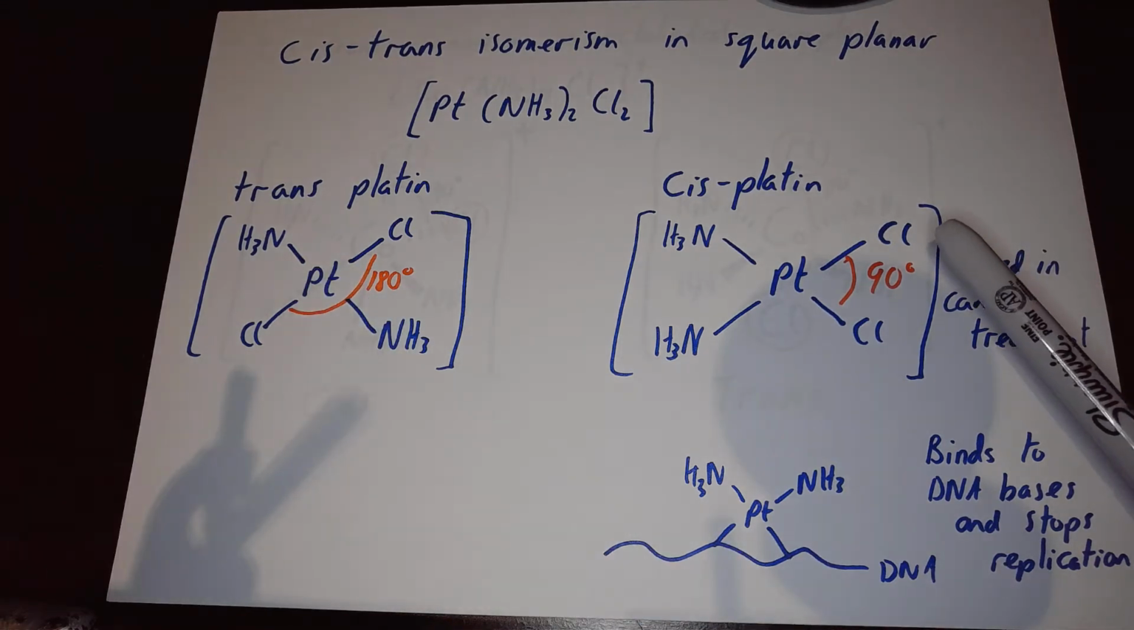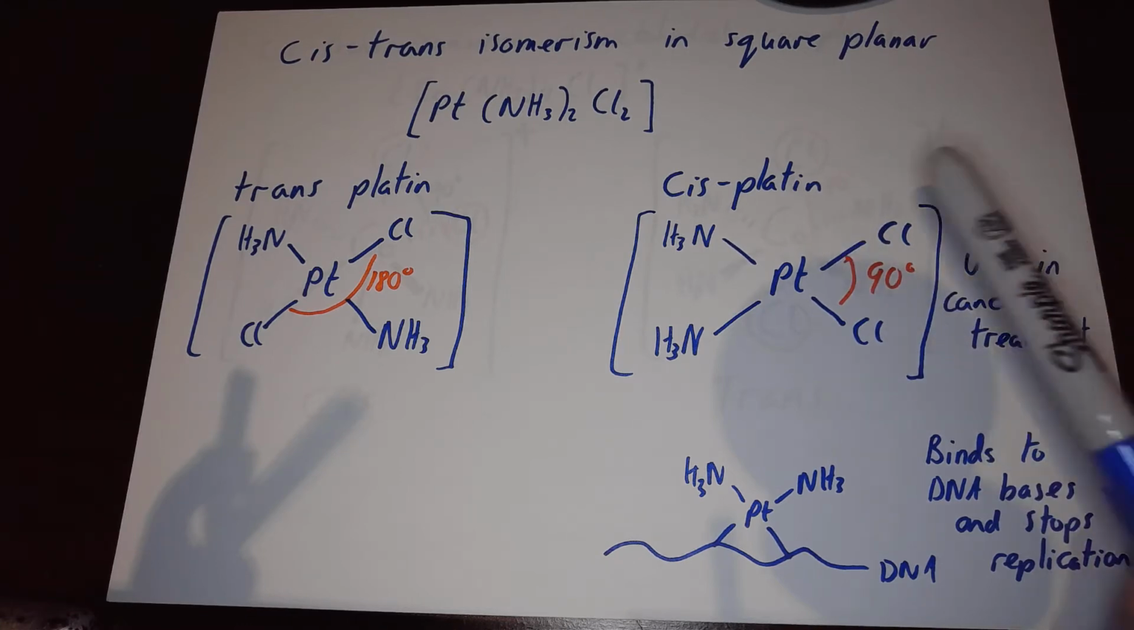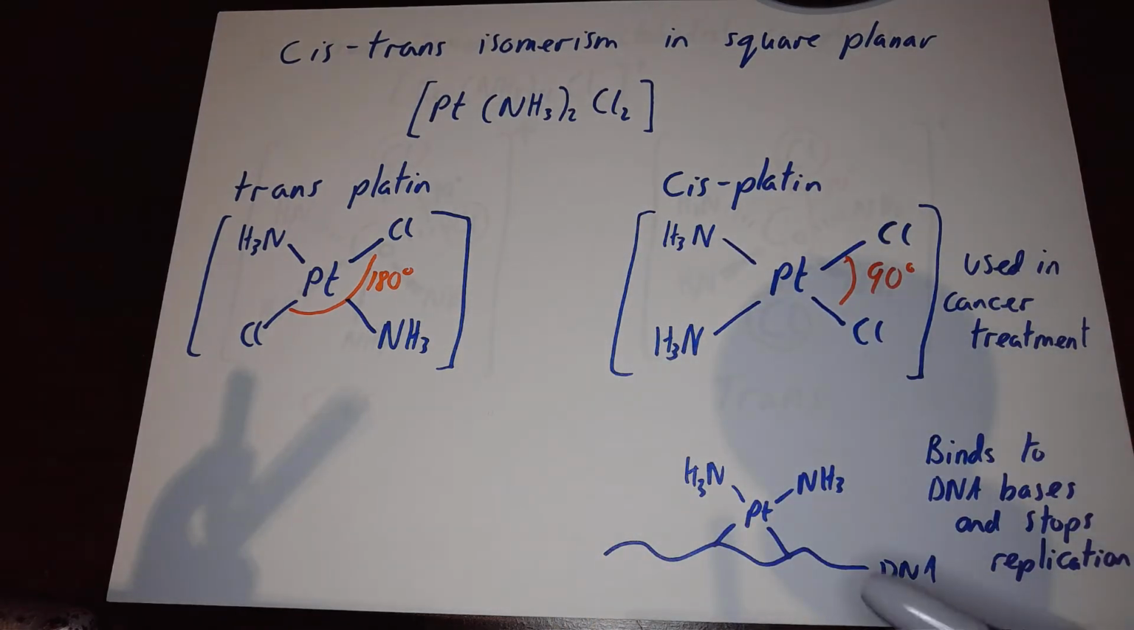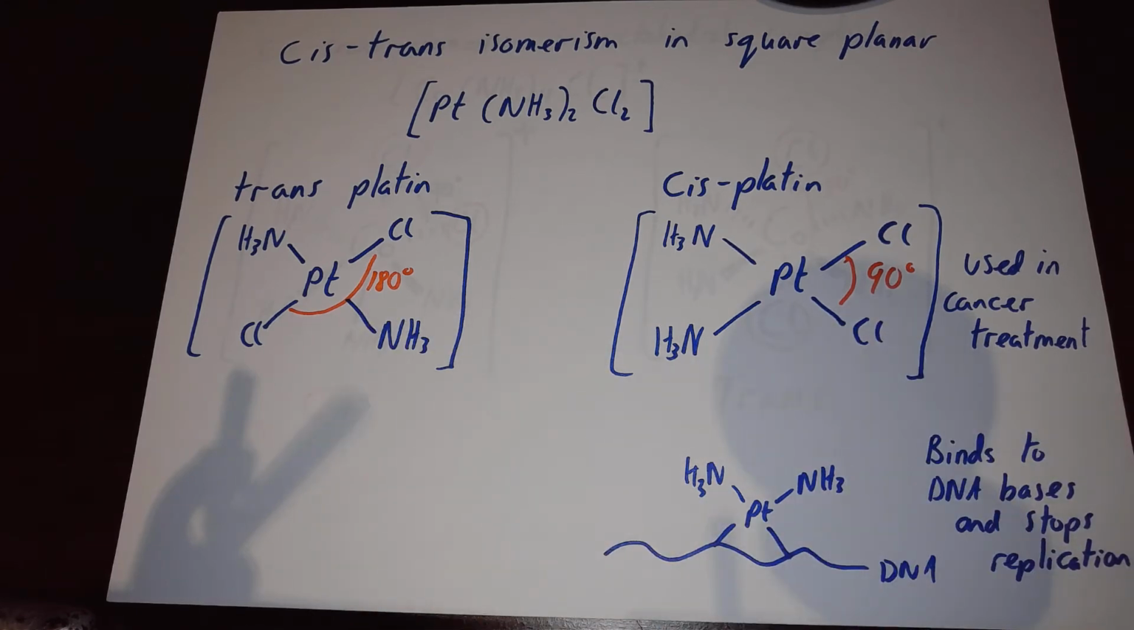Or they could be right next to each other, in which case they're 90 degrees from each other, which is known as cisplatin. Platin just comes from a common name for this complex. It's unique to this complex. So we've got a trans version and a cis version.